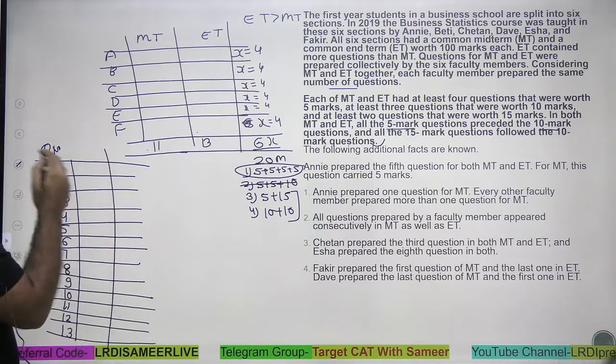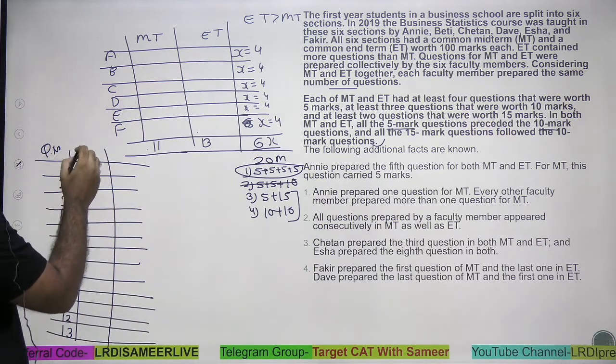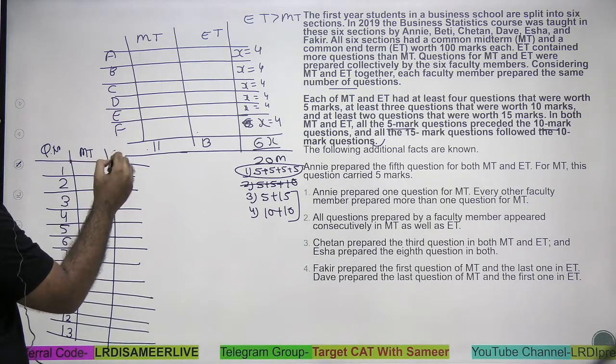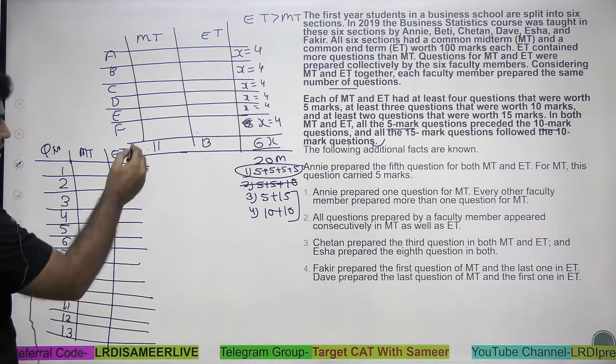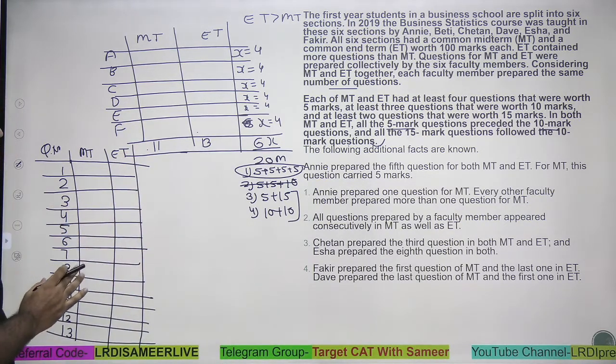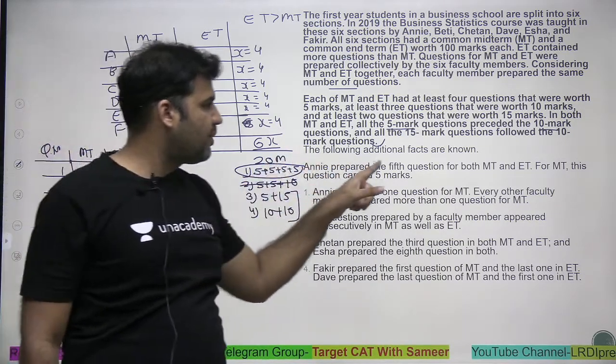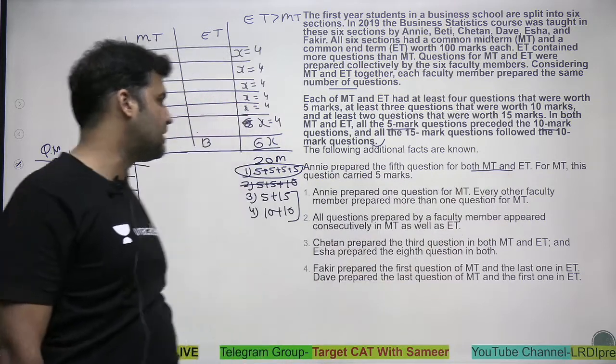And then I need to find out, in MT I need to have 11 questions, in ET I need to have 13 questions. I need to see which question is of 5 marks and who is preparing that question. This is the table I now need to complete with the help of these 5 instructions. It says Amy prepared the 5th question for both MT and ET.